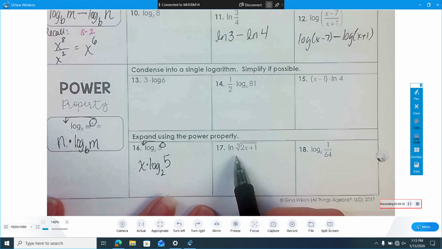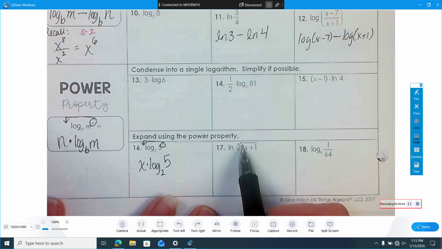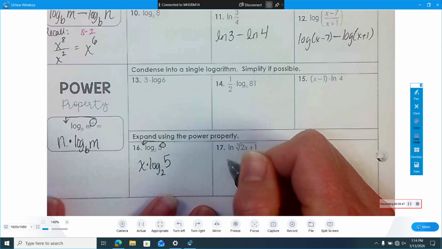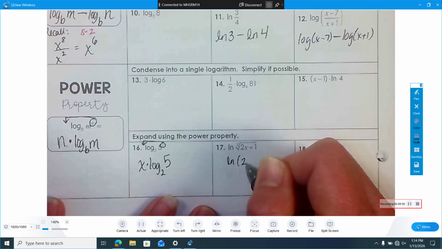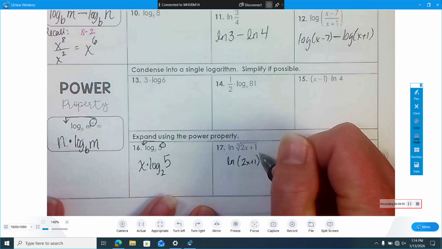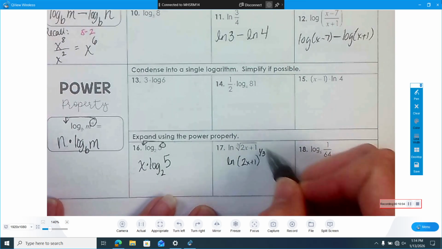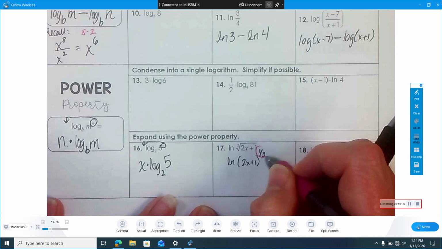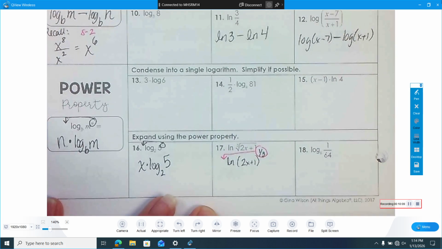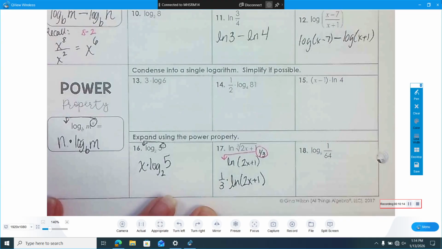Number 17 is interesting because we want to use exponents here. If I have a nice little exponent, my life is easy. What I don't want to see is radicals. So I want to rewrite this natural log of 2x plus 1, and I want to use an exponent instead. 1 over 3 gives me the root. So I'm going to use that exponent of 1/3 instead of my radical. And now what do I do with my power? Move it down in front. Drop your powers. It becomes 1/3 times the natural log of 2x plus 1.